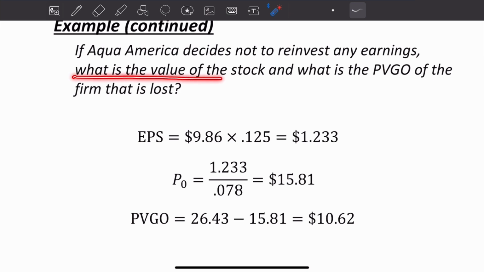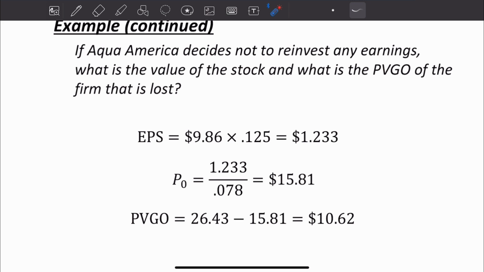What is the value of the stock, and what is the present value of growth opportunities of the firm that is lost? Okay, going back to our original calculation, we already know the earnings per share, right? The earnings per share is $1.23 approximately. This is all going to go to the investors in the form of dividends. So now this is going to be our expected dividend by the end of the year.